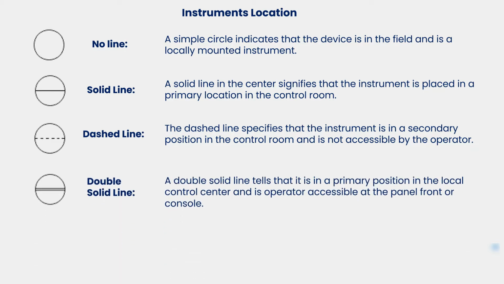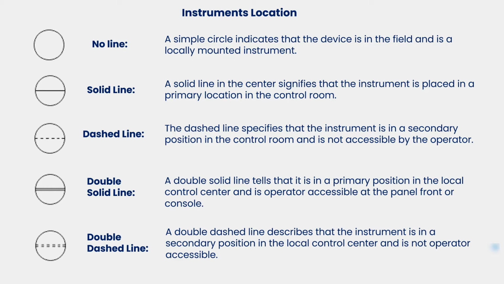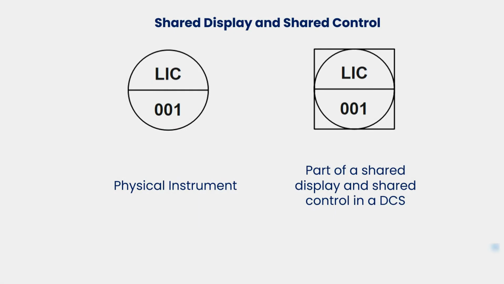A double solid line tells us that it is in a primary position in the local control center and is operator accessible at the front of the panel or console. A double dashed line indicates that the instrument is in a secondary position in the local control center and is not operator accessible. For representing an instrument with a shared control and display system, take the tag number and draw a square around it, indicating the instrument can be accessed remotely in a distributed control system, DCS.